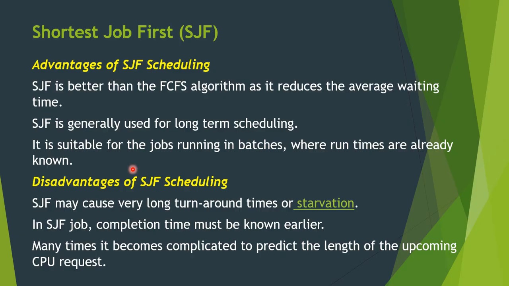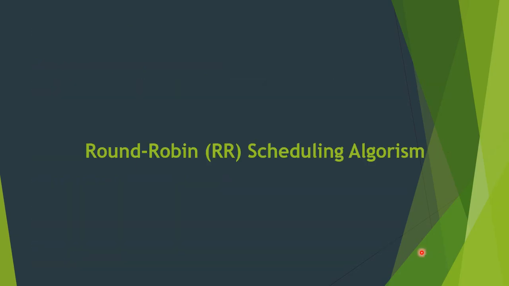Disadvantages: this one may cause very long turnaround times or starvation. Also, the completion time must be known earlier in order to process things better. But in case they're not known, sometimes it is very hard to calculate them. So many times it becomes complicated to predict the length of the upcoming CPU request.